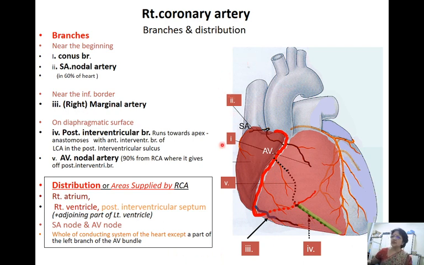So we got a sense of what is happening. We had 1, the conus branch, and 2, the sinuatrial artery. We had 3, the right marginal. 4 was the posterior interventricular branch. We have a 5, the AV nodal artery. But you can see there are others that have not been named. We have not tried to name each and every branch, but branches of branches are supplying and covering the area. These main ones are the ones we pay particular attention to in coronary angiography.